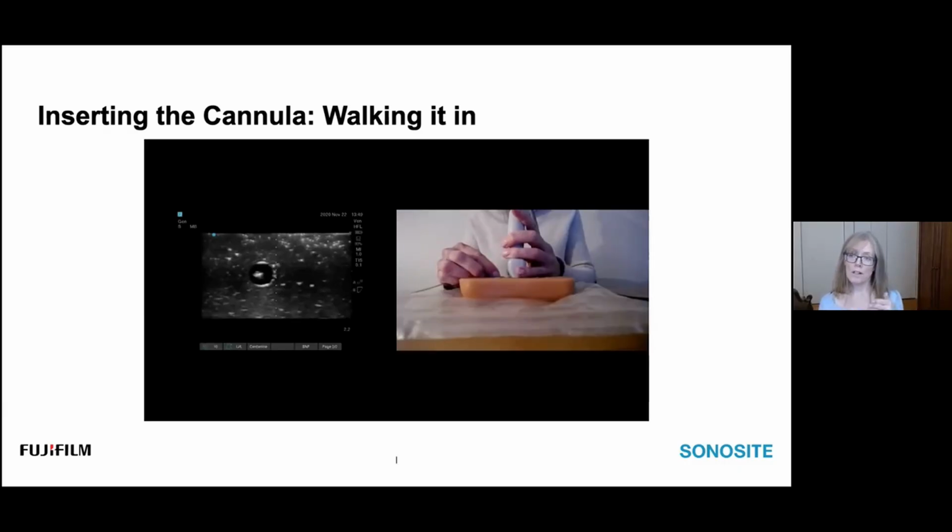So try the cross-sectional method of walking it in, and then when you become proficient and you're confident that your cannula is in the middle of the vessel, you can do a longitudinal view for advancement.